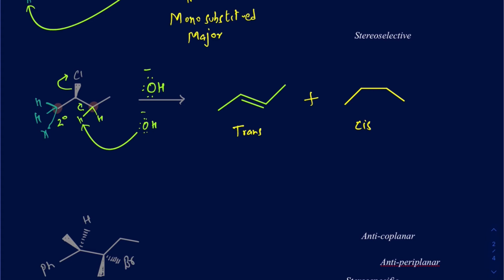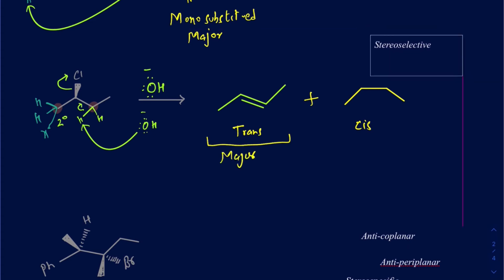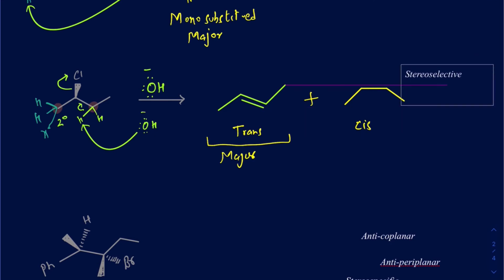So whenever you have the possibility of making both of those products, like this trans alkene and cis alkene, your trans is mostly going to be the major product. So this is going to be the major product, and as a result, this reaction is called stereoselective. What that really means is that I have the option of making two different types of diastereomers here, the cis and the trans, but I make one more than the other one. So as a result, this reaction is stereoselective.